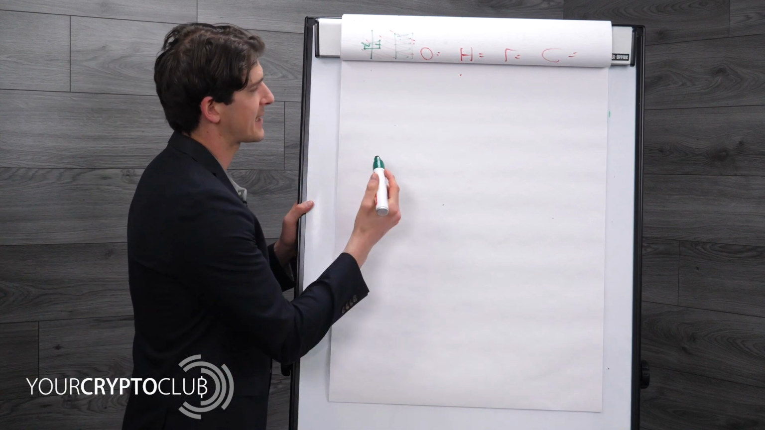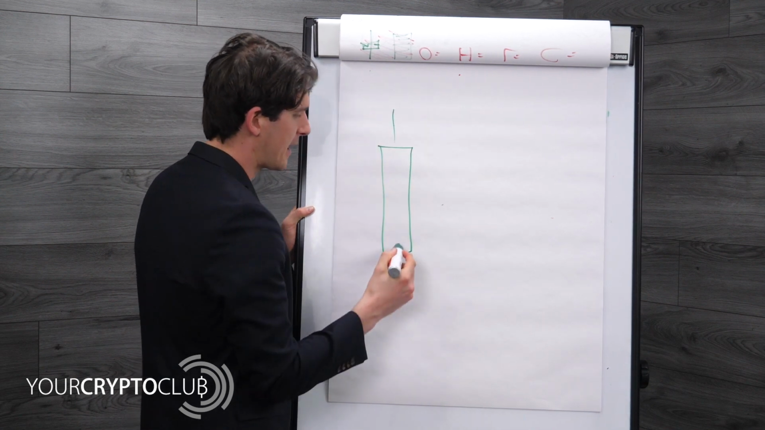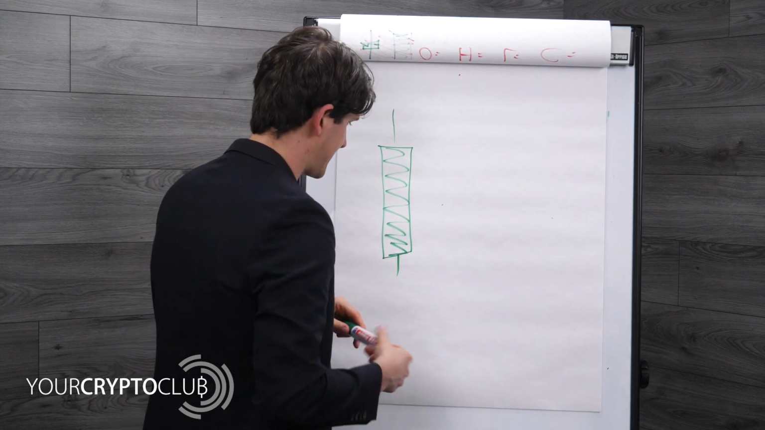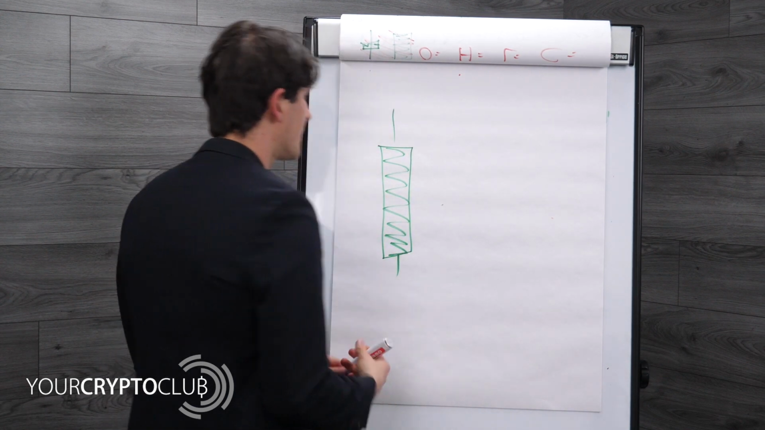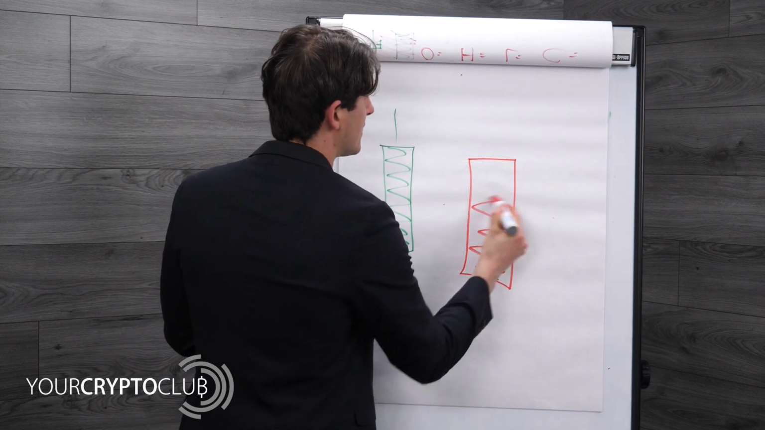What we're going to be looking at here is two types of them. We're going to be looking at the green ones. There we go. And we're going to be looking at the red ones. Okay, we have a red one as well. Boom, like that.